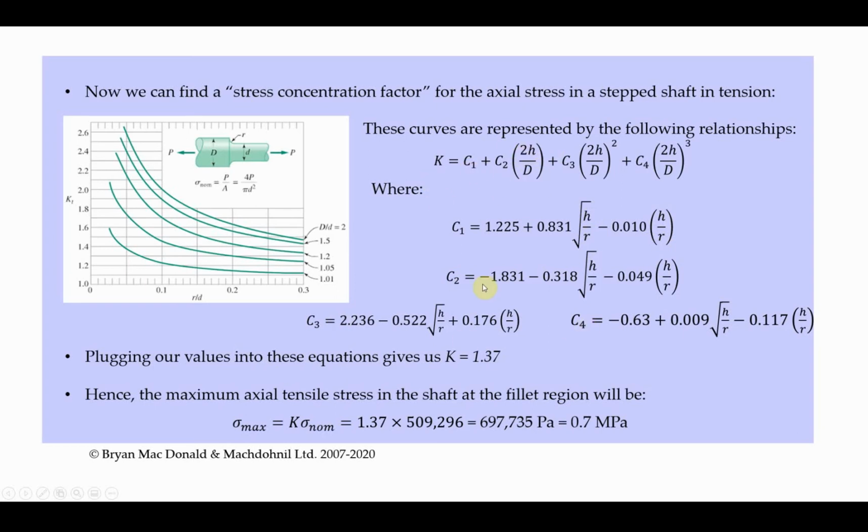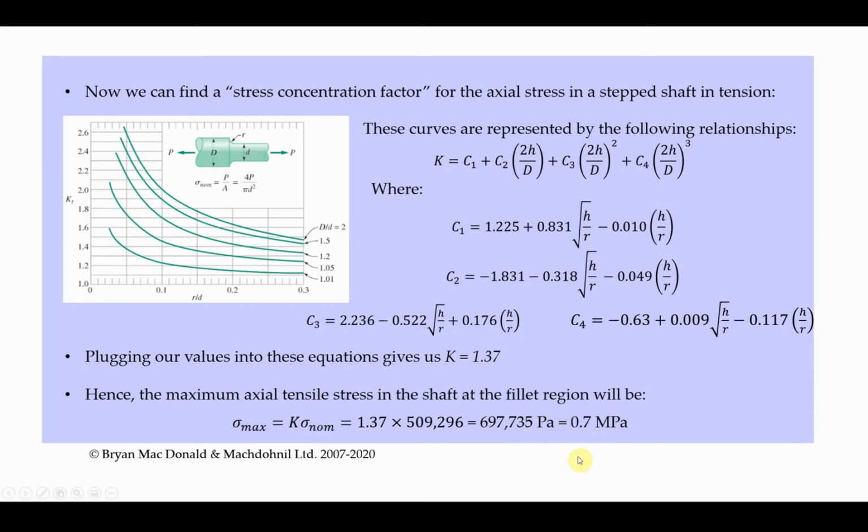We put all of that in, and we find in our case our stress concentration factor is K equal to 1.37. So that means that the maximum axial tensile stress in the shaft at the fillet region will be 1.37 times the nominal stress we just found, which was 509,000 pascals, which gives us about 0.7 megapascals, so 697,735 pascals, or 0.7 megapascals. So that's the value we're expecting to find.